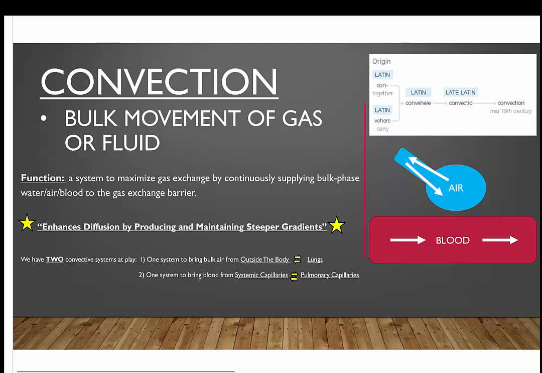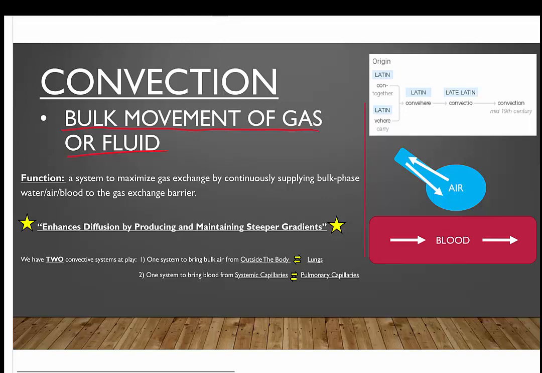Hi, and in this MicroVid, we're going to be talking about the concept of convection. And what is convection? Well, convection is the bulk movement of a gas or a fluid. So you can think of this as water in a stream or a river, right? It's moving. If you were to take little chunks of that water and see it as it flows down that river, it's not moving of its own accord. What's happening is gravity is the driving force behind the bulk movement of that water.